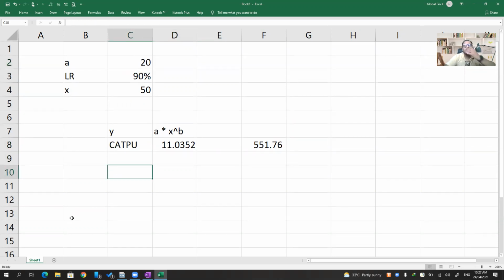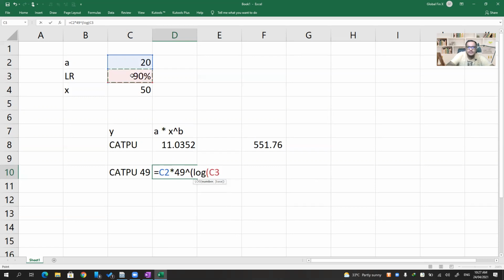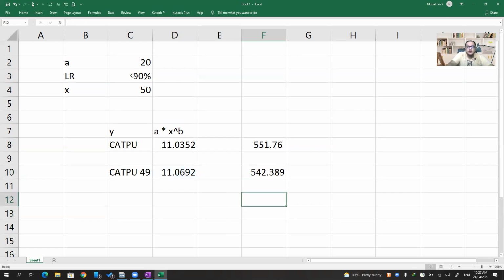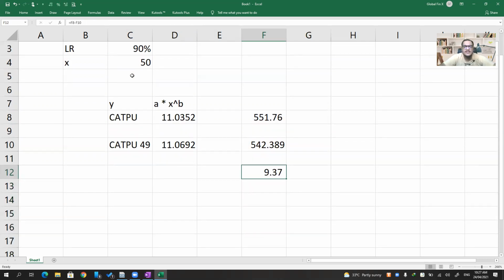Okay, so if I want to know the cumulative time taken for exactly the 50th unit, how do I do that? The cumulative time of 49 units I have to calculate. How do I calculate that? A, that is 20 into x 49 raised to the power of log LR 90% by log 2. Okay, 11 point something I'm getting into 49. Okay, that is 551.42. So time taken by the 50th unit exactly is calculated as 9.37 minutes.